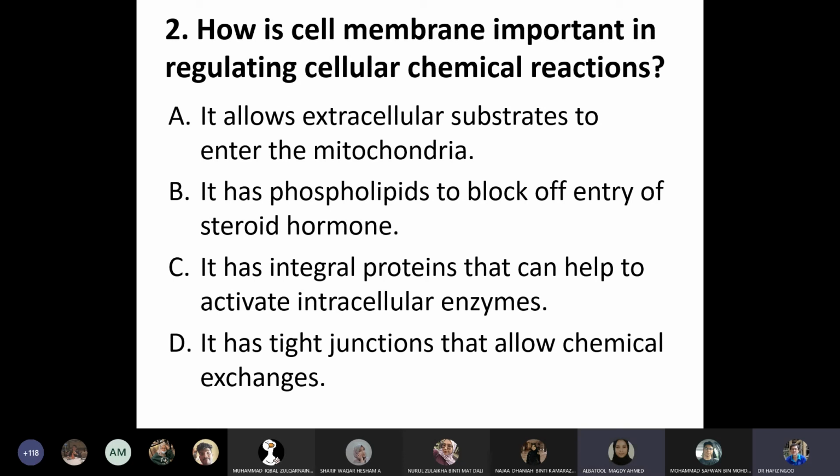So 19 of you answered yes, but this is not the right answer. B, it has a phospholipid to block off entry of steroid hormones. By now you already know that steroid hormones can diffuse through the phospholipid, so it cannot block them off. So this is also not the right answer. Then D, it has tight junction that allows chemical exchange. That is not true. If you say tight junction, then chemical exchange cannot happen. So the only correct answer is C. It has integral protein that can help to activate intracellular enzyme. And this is very important because this integral protein can be a receptor that can activate the intracellular enzyme.